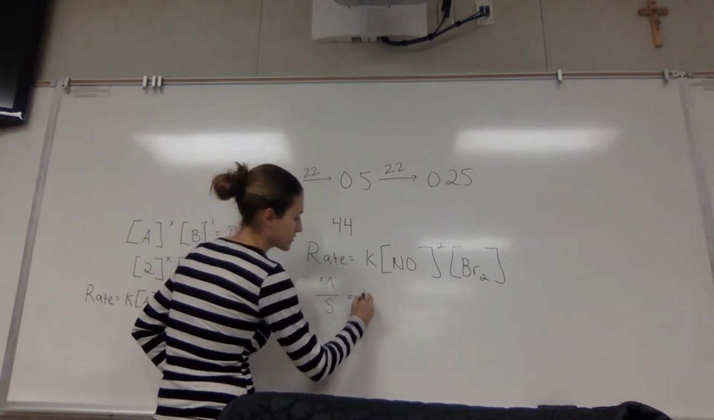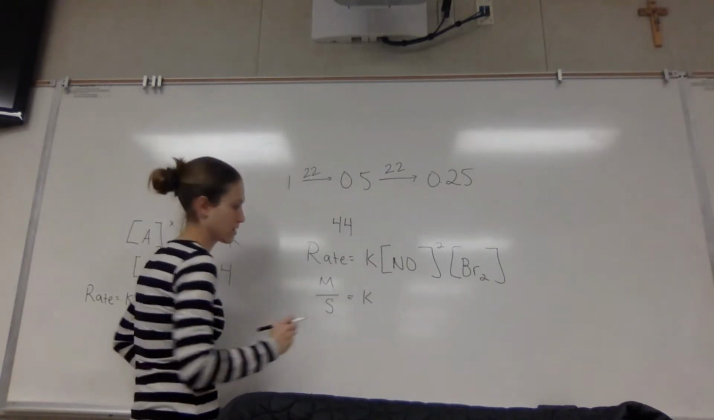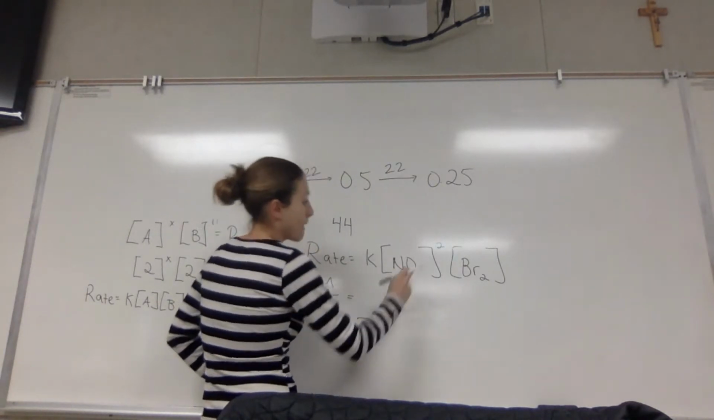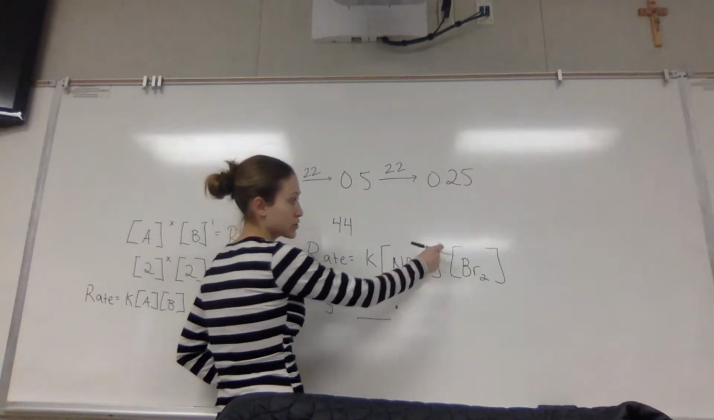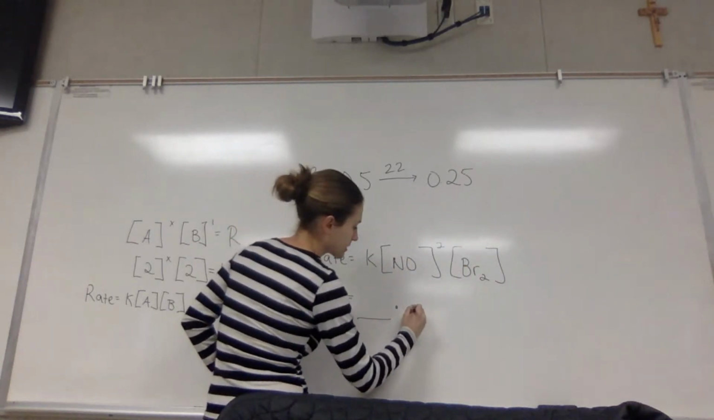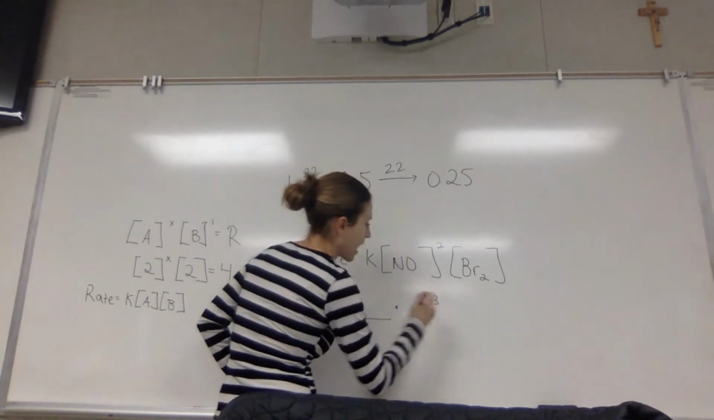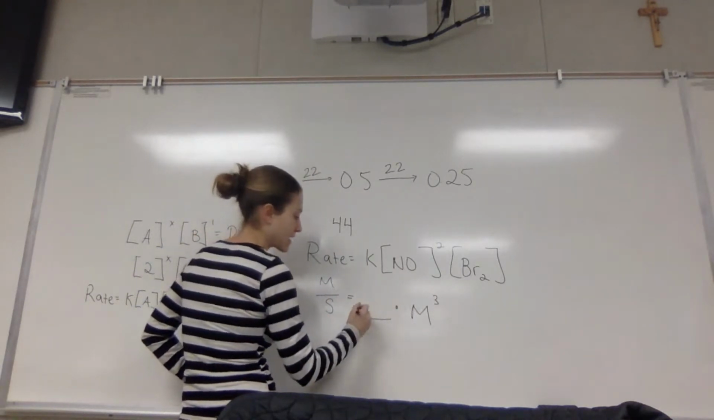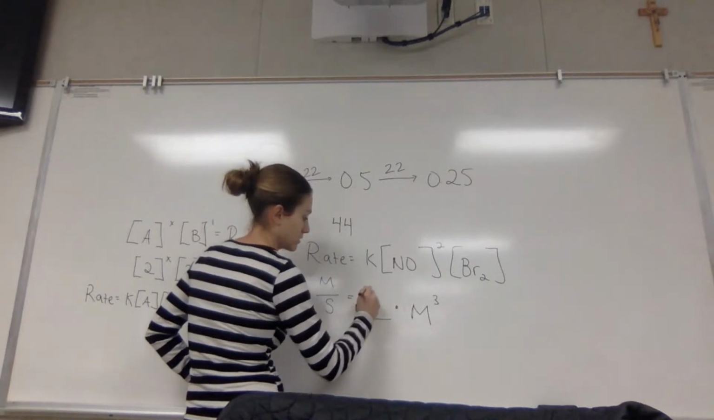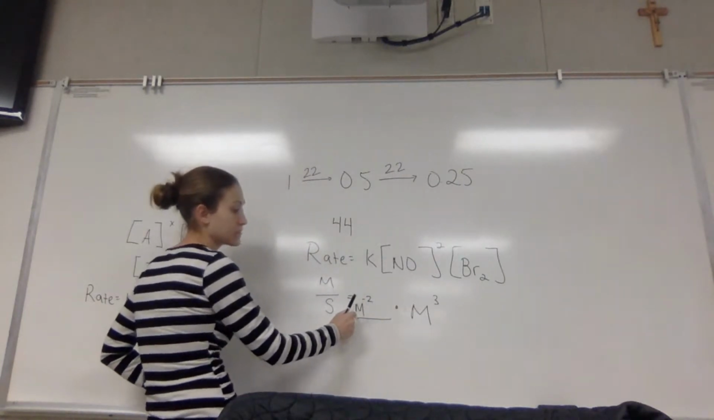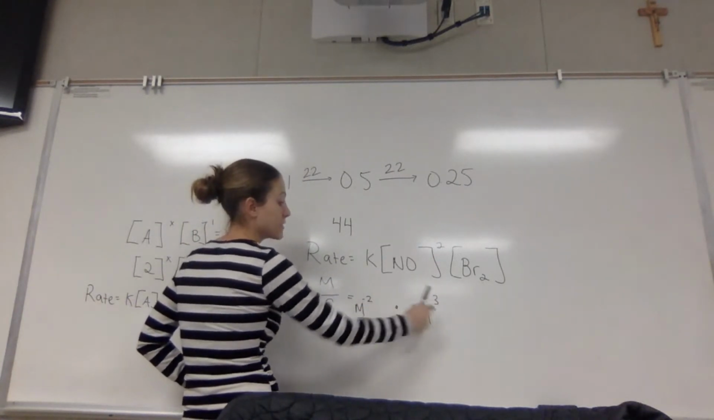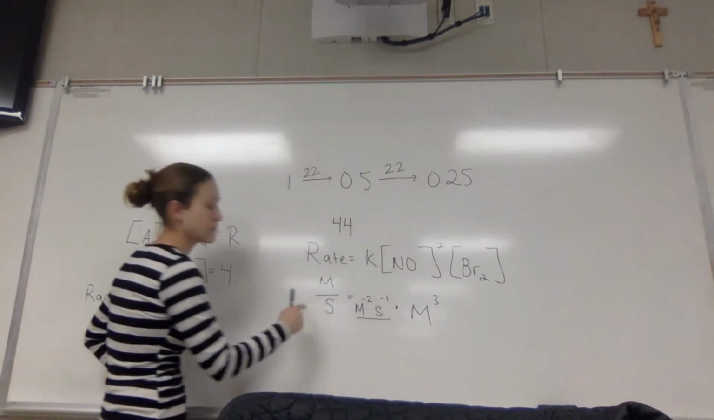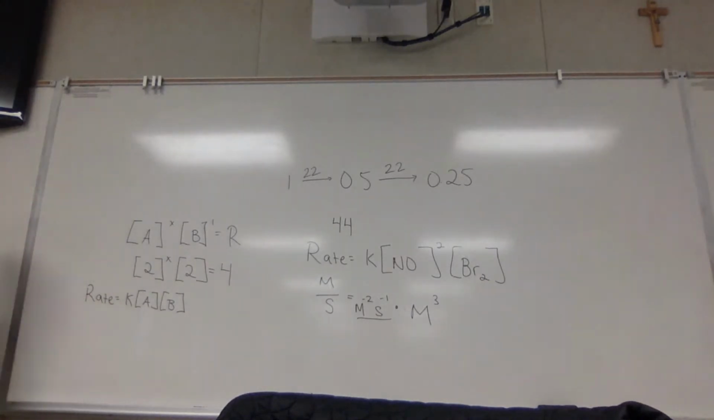I don't know my units for K yet, so I'm just going to leave a blank. Molar squared times molar would give me molar to the third. I want just 1 molar, though, and I have molar cubed. So I need molar to the negative 2, because molar to the negative 2 times molar cubed will give me just molar, and then seconds will be to the negative 1. That will give me molar per second.